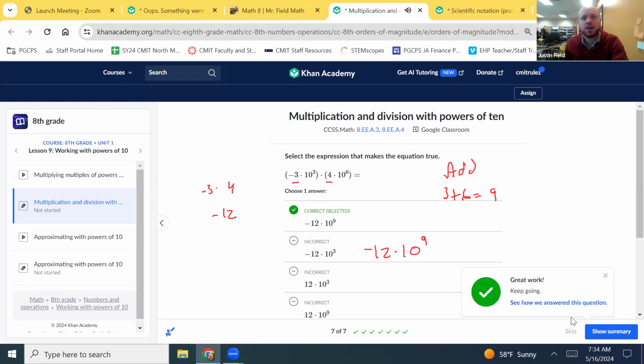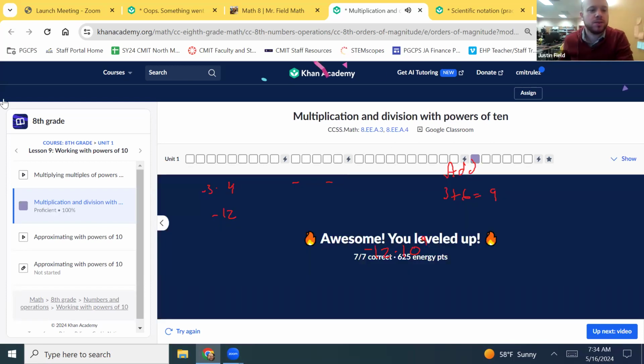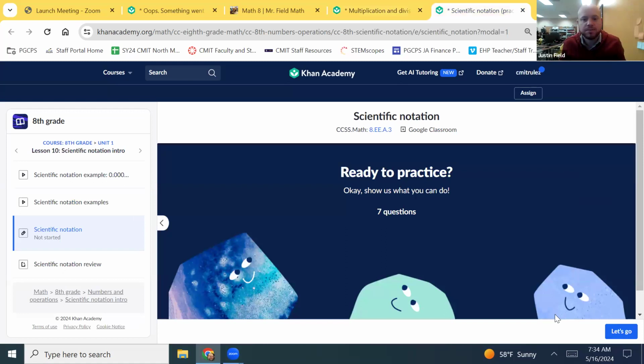My Zoom toolbar is in the way. Okay. I was like, am I done yet? I'm sure you feel like that all the time. I'm sorry. Okay, so 7 out of 7, I leveled up. I hope that you also leveled up. So now I'm going to stop the video and then I'm going to make a new video for scientific notation.